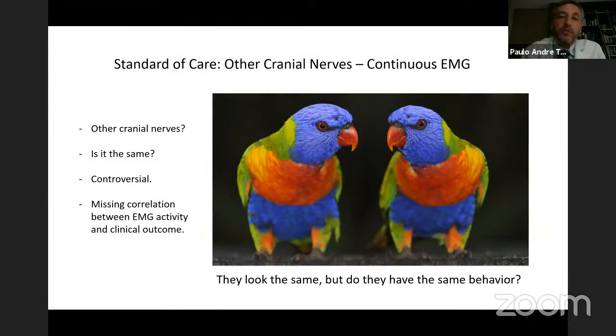This works well for facial nerve and is being studied more and more for facial nerve, but in the other cranial nerves, is it the same? Can we consider the same for continuous EMG? It is controversial, because in many surgeries we see a lot of discharge. There are types of A-trains, and some authors consider that even when we have a lot of discharge, the behavior is not the same for other cranial nerves and the facial nerve. Compared to the facial nerve, they look the same, but do they have the same behavior? Until now, the results are controversial in the literature, with missing correlation between EMG activity and clinical outcome for EMG of cranial nerves other than the facial nerve.